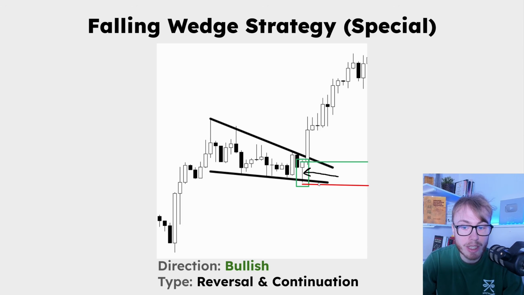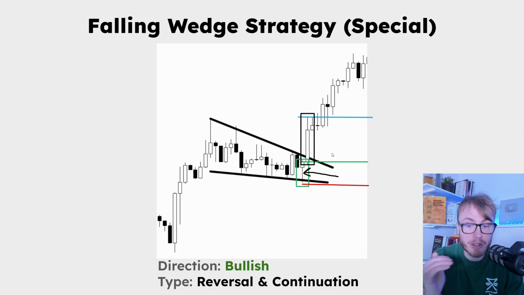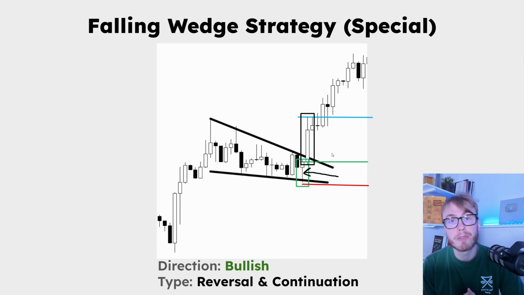But one good thing about this entry point is that you enter before the breakout, and this can allow you to take quick profits. So for example, using a risk to reward ratio of 2, your target level would be right here. And as you can see in this example, you would have gotten some really quick profits because the first candle after the candle you entered already hit your profit target.